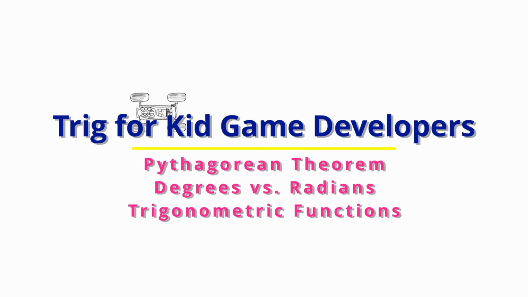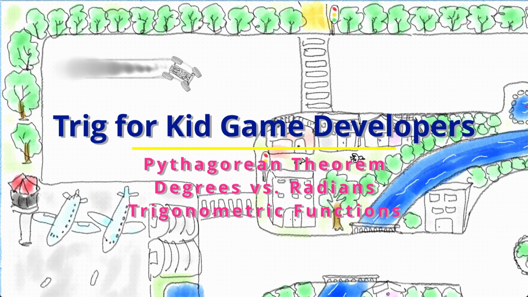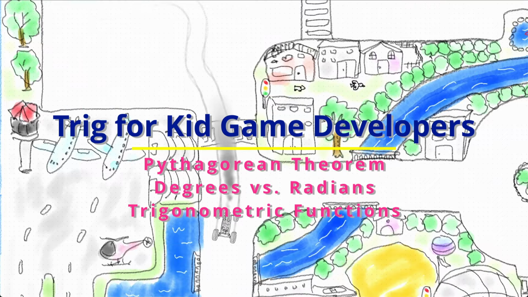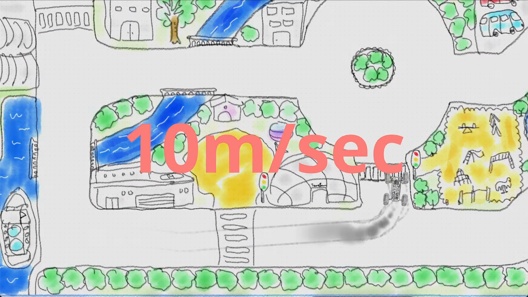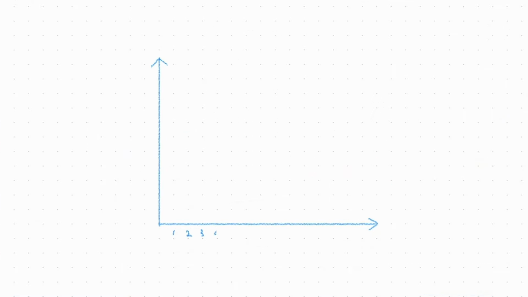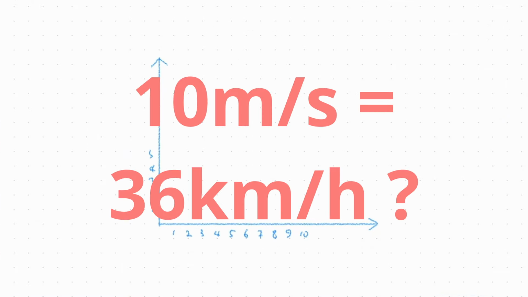I made a buggy car this time. Wow, looks great. Cool, right? Vroom, vroom, vroom. I want to see this buggy car running at a speed of 10 meters per second. Say, these dots are placed every 1 meter distance. Then 36 kilometers per hour.